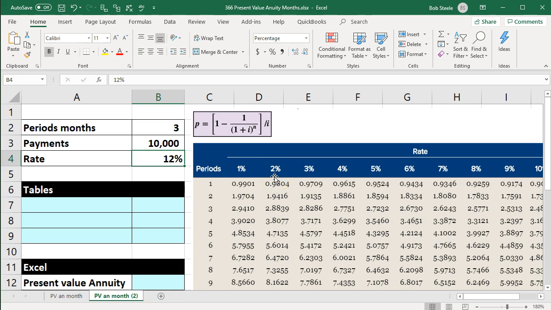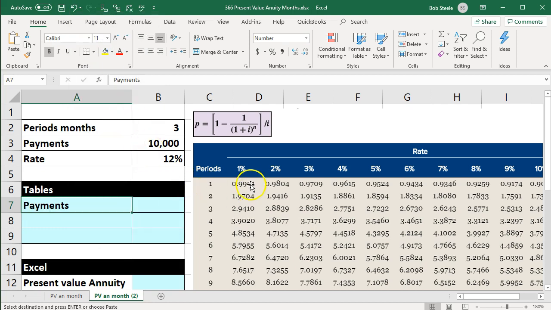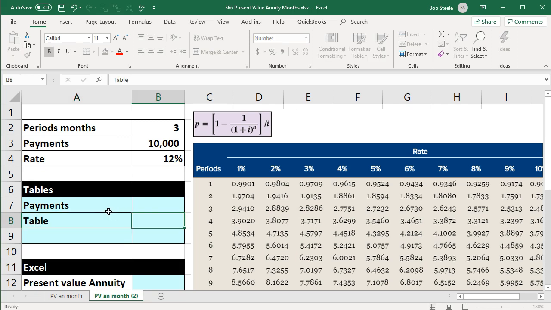So in our case, 12 divided by 12 will be 1, so we can use the tables. So then we have the number of periods are going to be here, and when we pick up the table information, we have to use 1% as opposed to the 12% way on the other side, and then we're going to have the periods, which will be 3. So we're picking up these 2.9410. That's what we want. That's going to be the table amount.